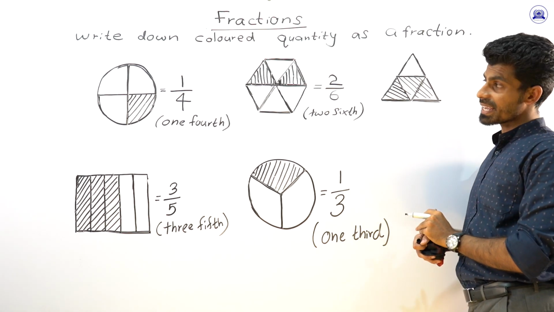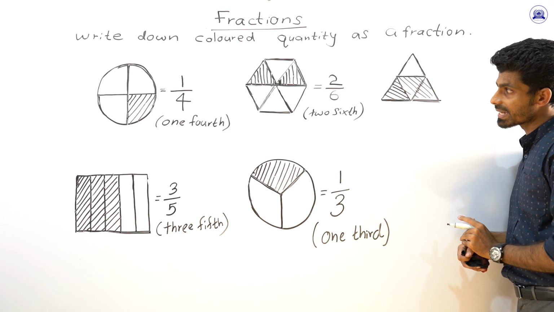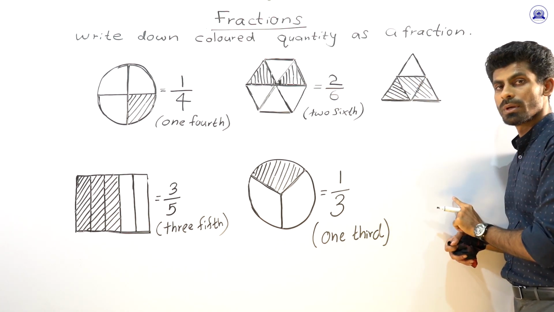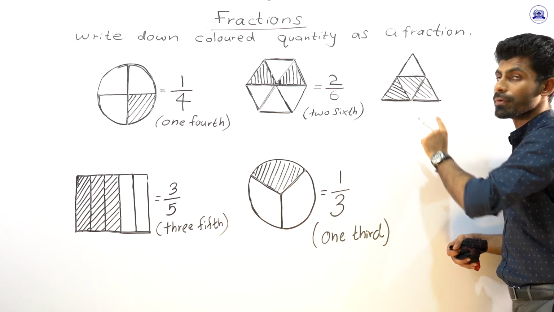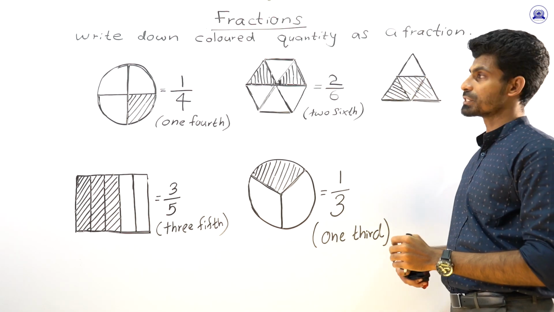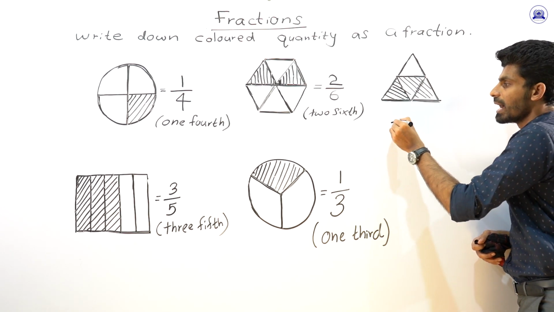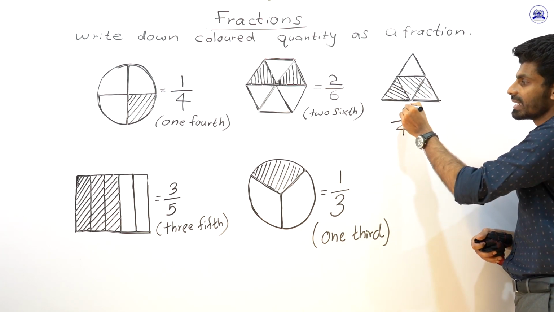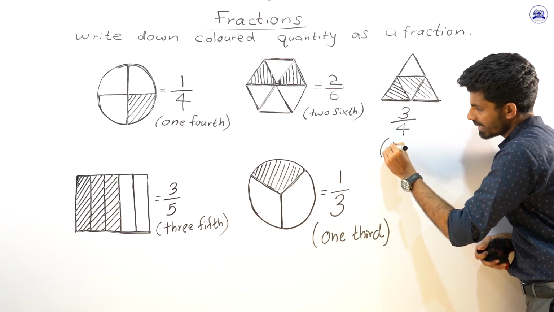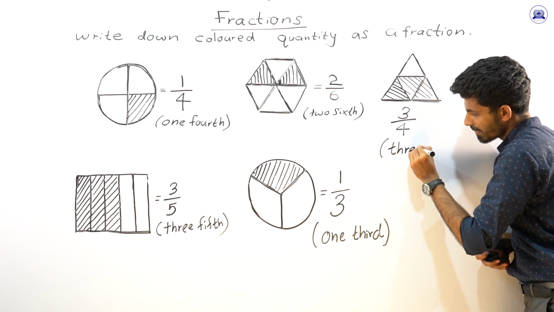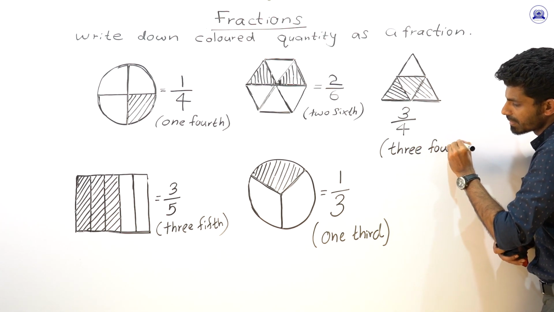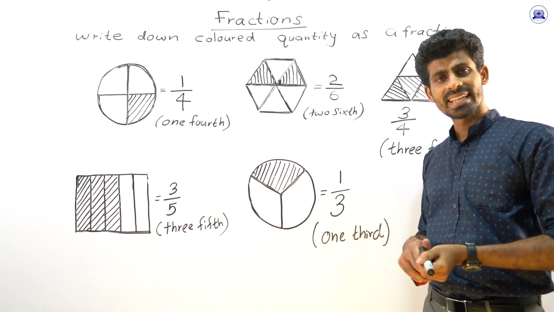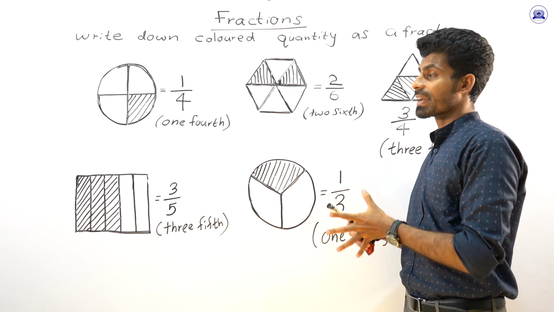Let's try that one with me quickly. How many portions are there? 1, 2, 3 and 4. 4 portions. How many portions are colored? 1, 2, 3. So the fraction is 3/4. That is the fraction.